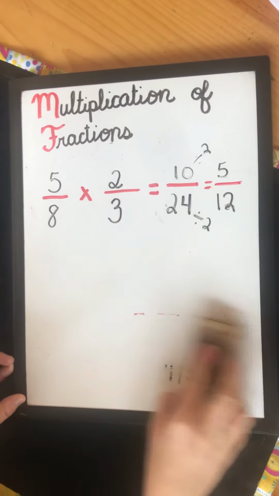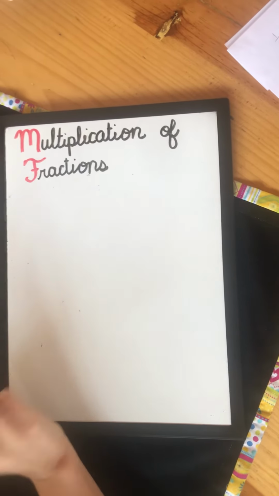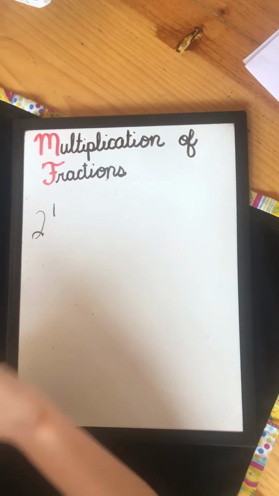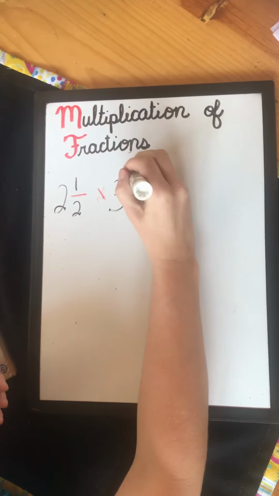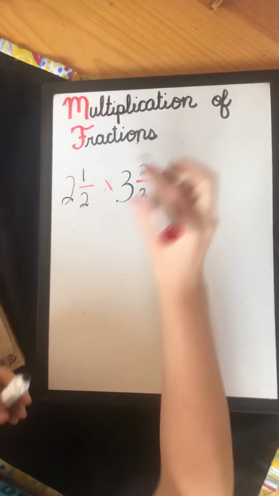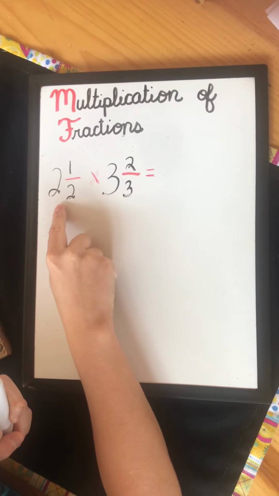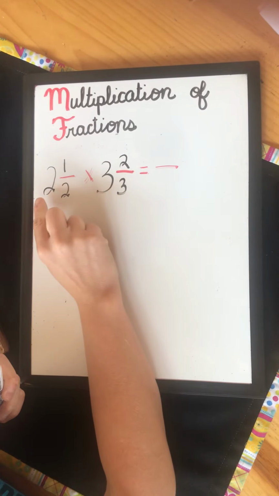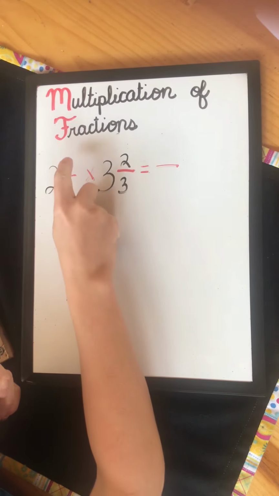Okay, we're going to do one more example of multiplying 2 mixed fractions together. So here we're going to have 2 and 1/2, and we're going to multiply that to 3 and 2/3. When we multiply mixed fractions together, the first thing we have to do is convert our mixed fractions into improper fractions. So remember how we do that? We're going to multiply the denominator by the whole number and then add the numerator. 2 times 2 is 4 plus 1 is 5.